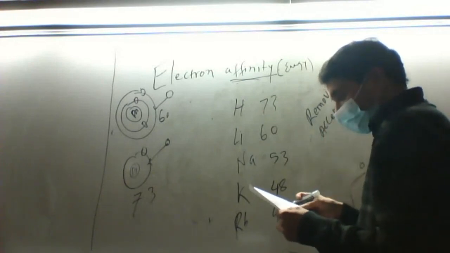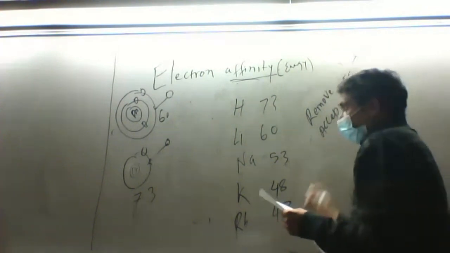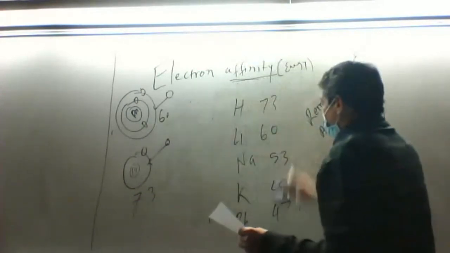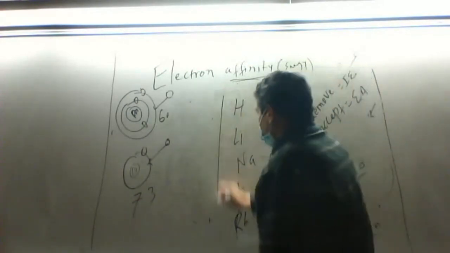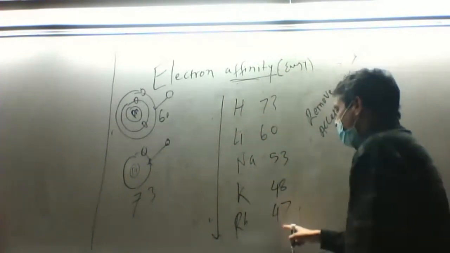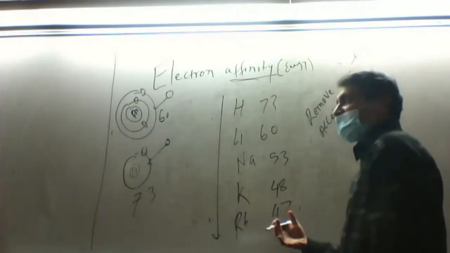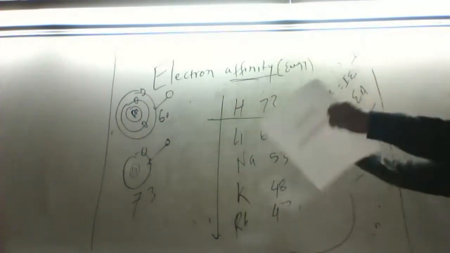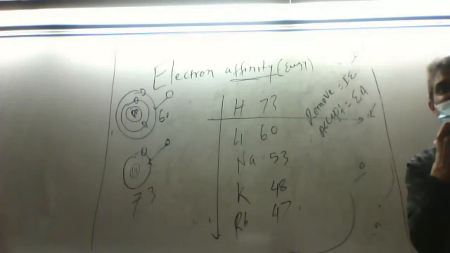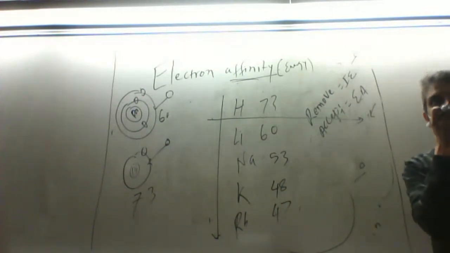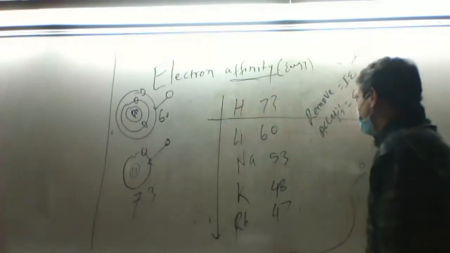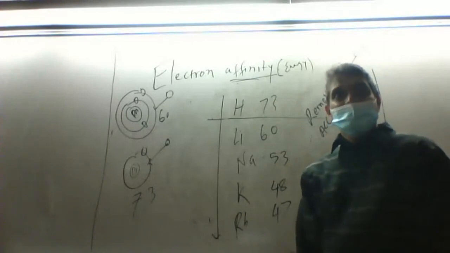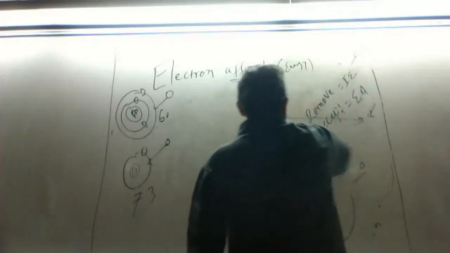Now, what else here? What happens if we go from this way to this way? It's one or the other way. If you go from top to bottom in a group, the electron affinity is going to decrease, so they don't want to take the incoming electron. But if you go from left to right, these guys here are electron hungry. They are always trying to have the electron and release a large amount of energy. Makes sense? So going from left to right in a period, electron affinity increases. Going from top to bottom in a group, electron affinity decreases. Good. This is called the periodic trend.